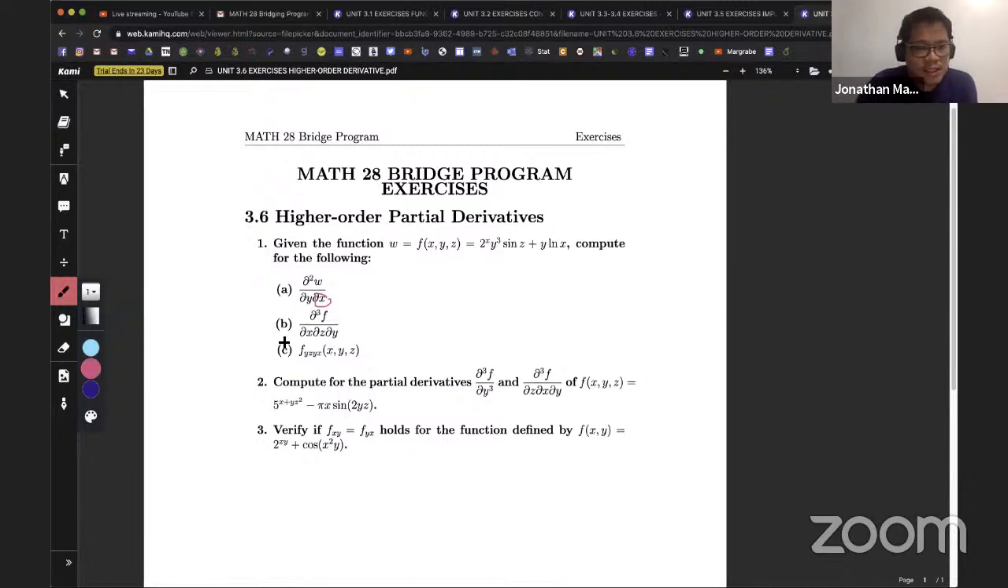For this letter B, okay, look at letter B. Iba naman yung pagka-describe niya or pagka-express niya ng higher order partial derivative. So dito sa letter B, kinukuha natin yung third order partial derivative with respect to x, z, y. Again, ang pagbasa or pagkuha ng partial derivative from the denominator, you will start from right to left.